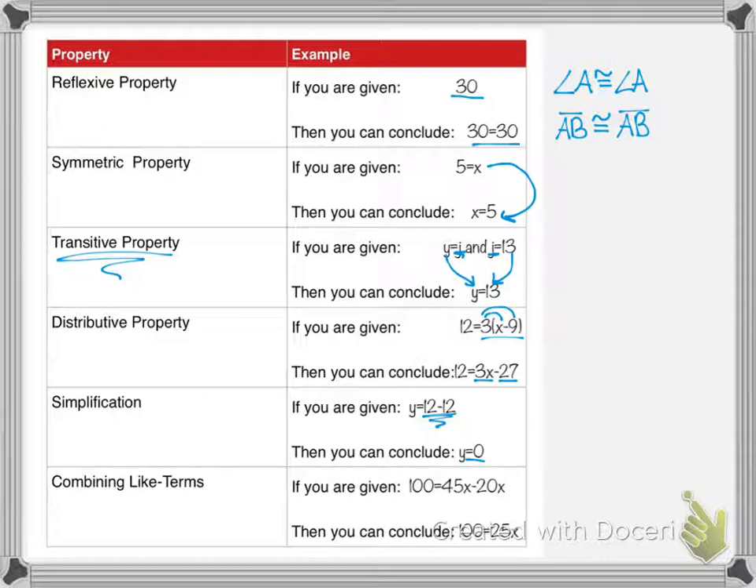The next one is combining like terms. This is when you're combining variables. Anytime you're doing that, that's combining like terms. So here we know that 45x minus 20x is 25x. So that is combining like terms.